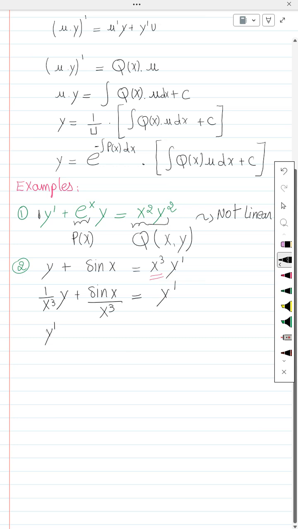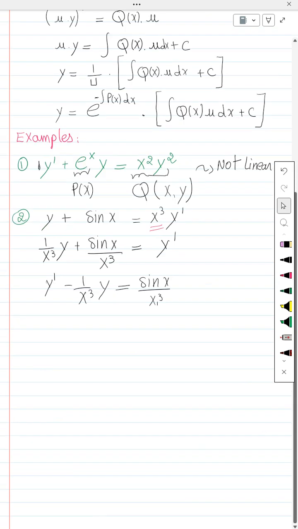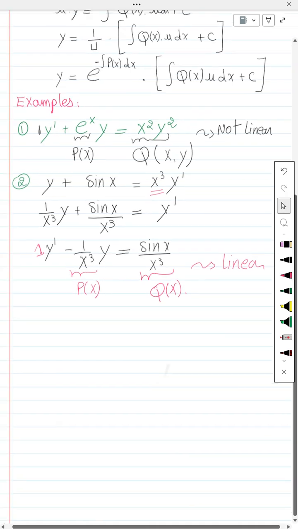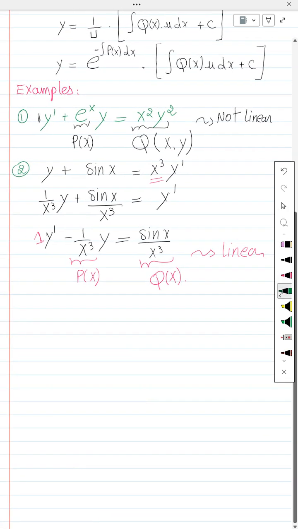So what we have is y prime minus 1 over x to the power of 3 y is going to be equal to sine x over x to the power of 3. As you can see here, the coefficient of y prime is 1, and this is a p(x), a function with respect to x only, and this is a q(x), a function with respect to x only. So in this example, this is a linear differential equation. Let's see the last example in this kind of question.